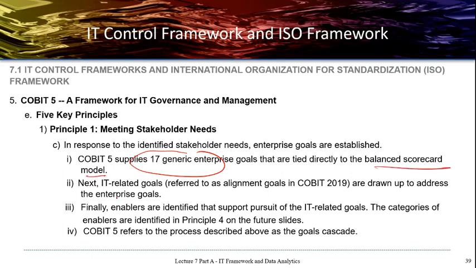Next, IT-related ones are discussed in COBIT 2019. And finally, enablers are identified that support the IT-related goals. Categories of enablers are identified in principle 4 on the future slides. Next, we're talking about principle 1. So COBIT 5 describes a process for this goal cascade.